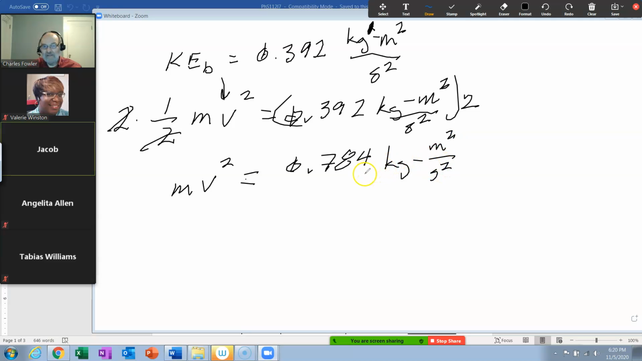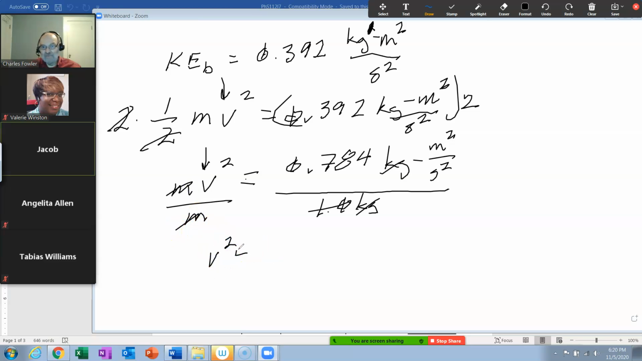Okay. Now, then we're going to divide by the mass because we want to get velocity. If you remember what the mass is, I believe it was 1.0 kilograms. That's an easy division to make. The 1 will go away and the kilograms go away. Everything except v squared is equal to 0.784 meter squared per second squared.